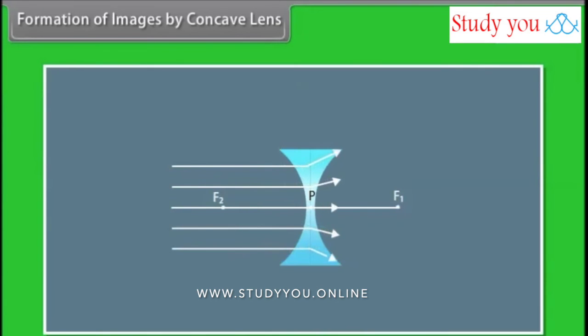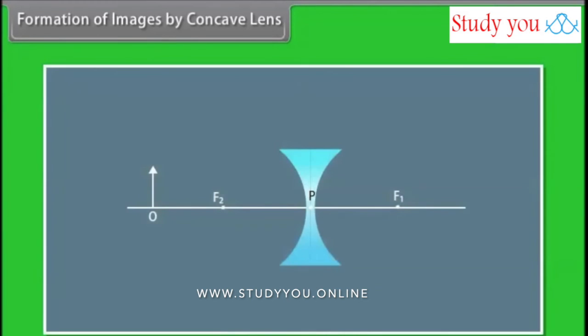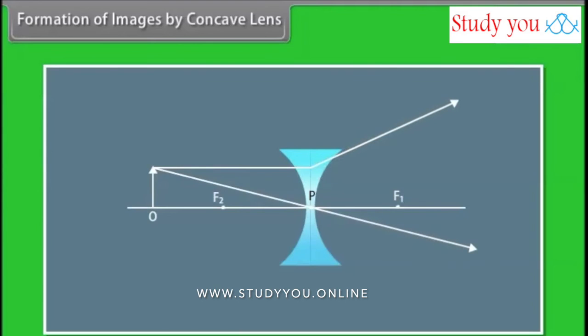Formation of images by concave lens. When the object is placed at infinity, then the image is formed at F on the same side. The nature of the image is virtual, erect and diminished to a point. When the object is placed at any distance, then the image is formed on the same side between optical center and F. The nature of the image is virtual, erect and diminished.